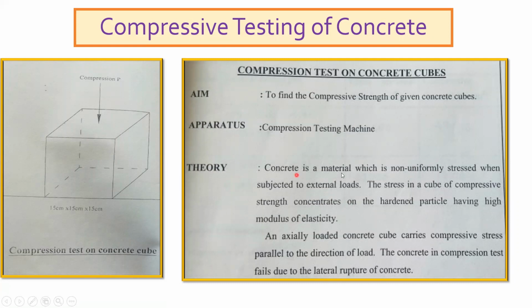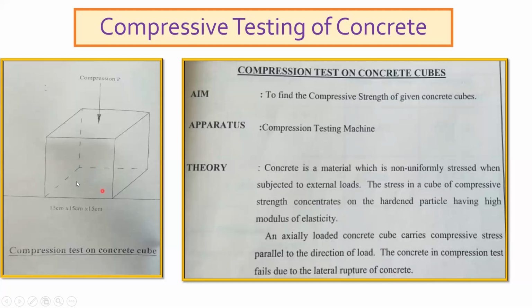Coming to the theory, concrete is a material which is non-uniformly stressed when subjected to external loads. The stress in a cube under compressive load concentrates on the hardened particles having high modulus of elasticity. So the axially loaded concrete cube carries a compressive stress parallel to the direction of the load. Axially, in the sense you're applying a force from here and also from here, so in one direction you're applying the force axially. The concrete in the compression test fails due to the lateral rupture of the concrete.